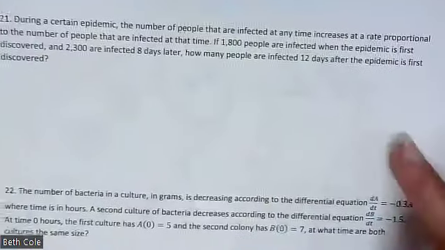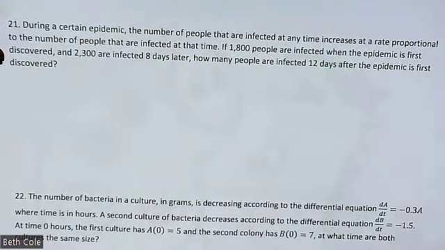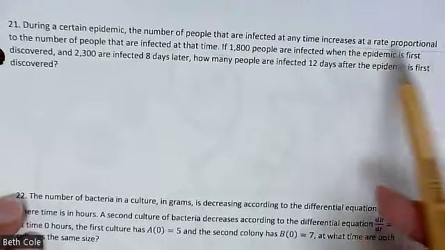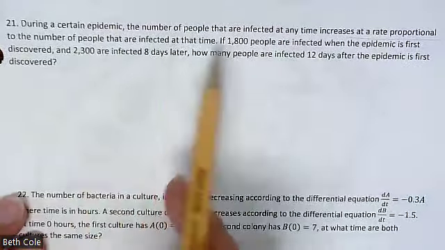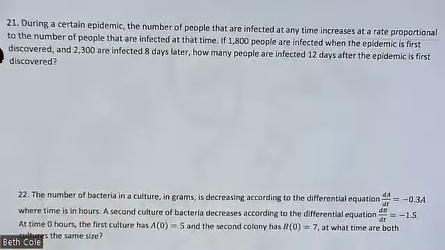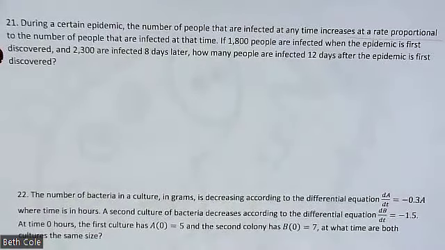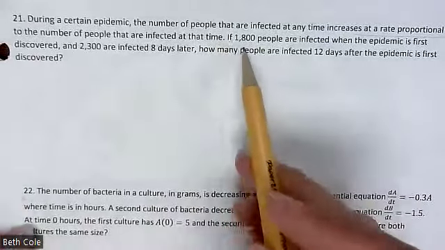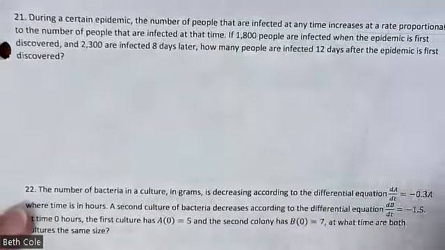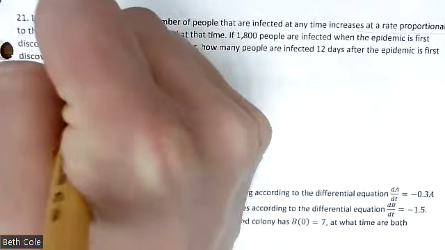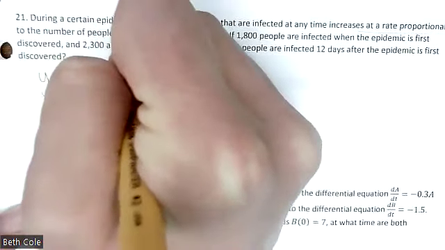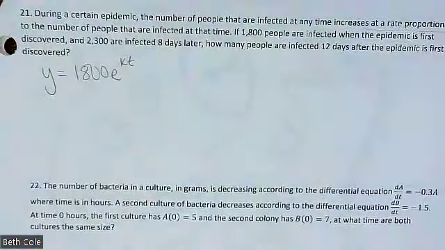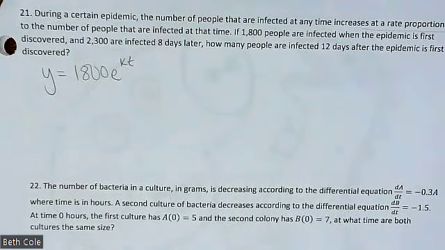All right, during an epidemic, the number of people that are infected at any time increases at a rate proportional to the number of people that are infected. What formula does that mean? PERT, or it's ACE now, all right? But increases at a rate proportional, blah, blah, blah. That's your PERT formula. 1,800 people are infected to begin with, so it's going to look like this. So 1,800 is your initial condition.